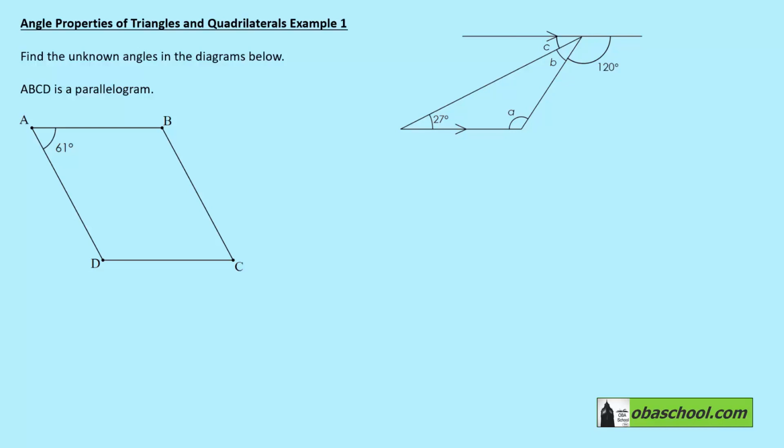We want to find the unknown angles in the diagrams below. We're told that ABCD is a parallelogram, which means that these sides are parallel and these sides are parallel.